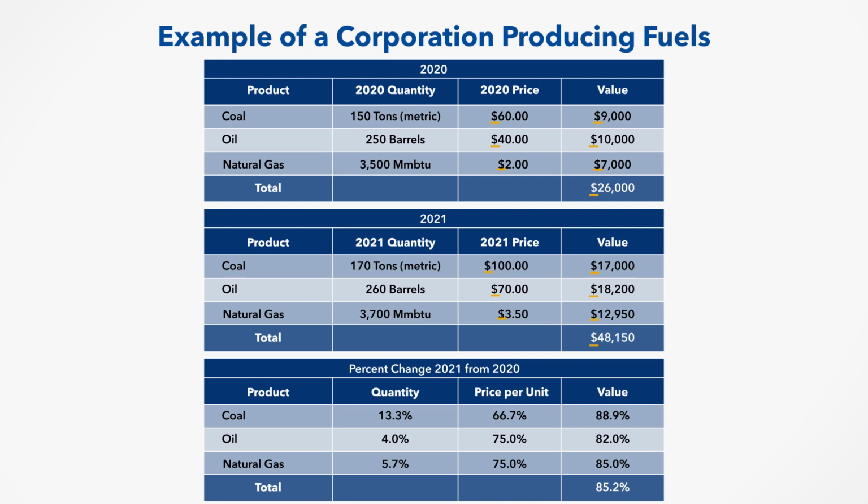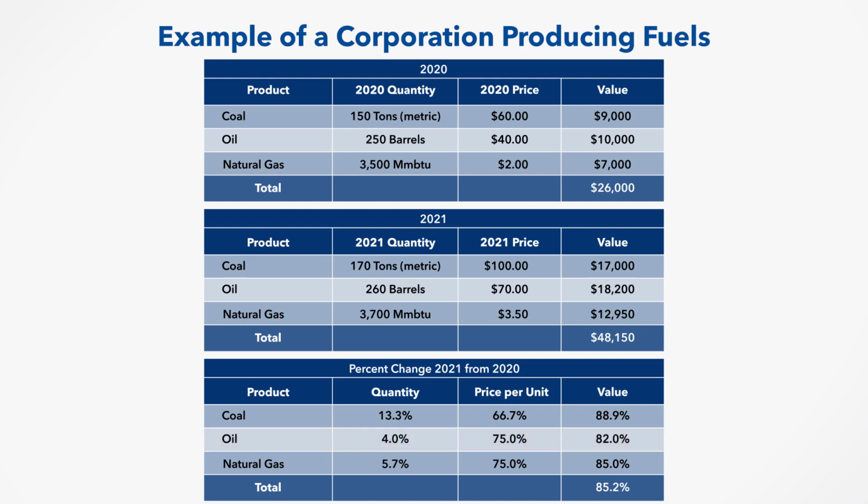In this example, dollars. But the changes in the values combine or mix together changes in quantity and changes in price. For example, the 82% change in value for oil is a combination of a 4% increase in quantity and a 75% increase in price.